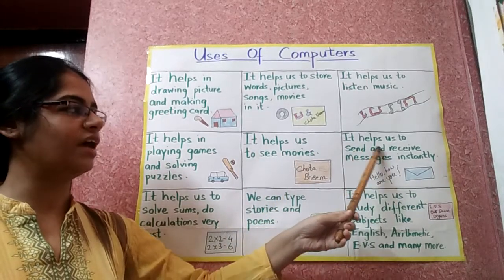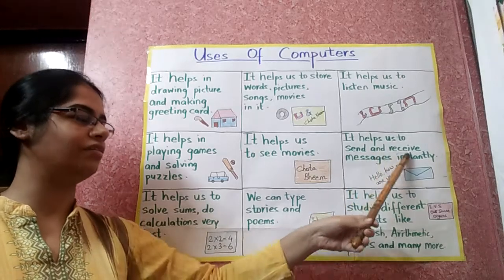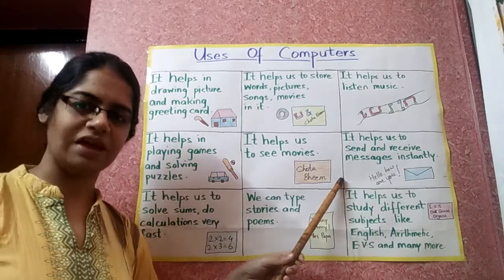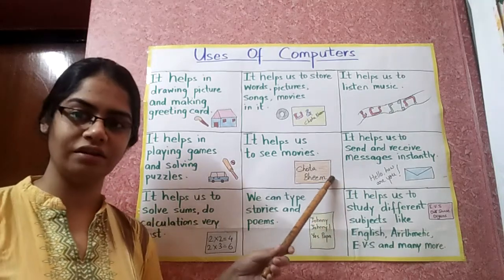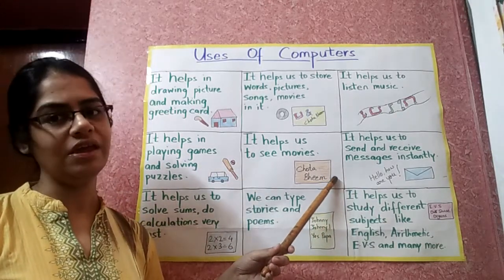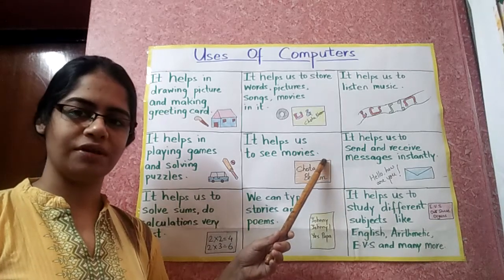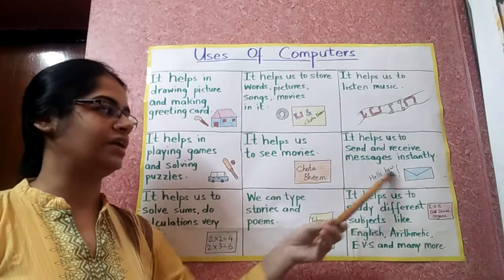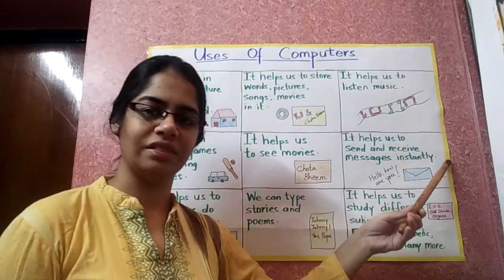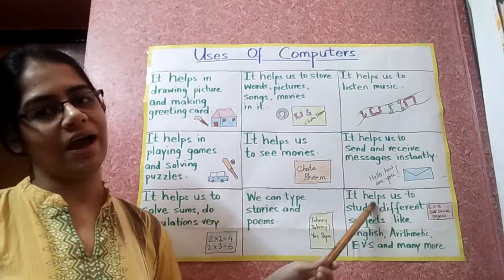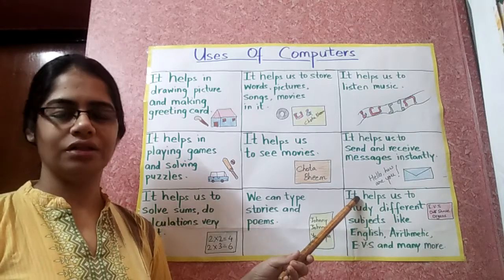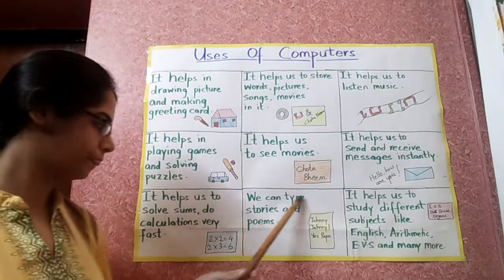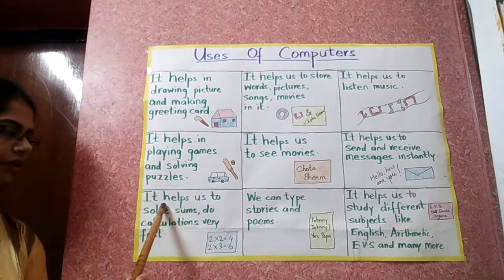Next one, it helps us to send and receive messages instantly. That means we can send letters to our family who is staying away. And we can receive them also through email, electronic mail. By typing in the computer and sending them, it can go instantly and we can get back the messages also instantly. Okay. Now see what is the next one.